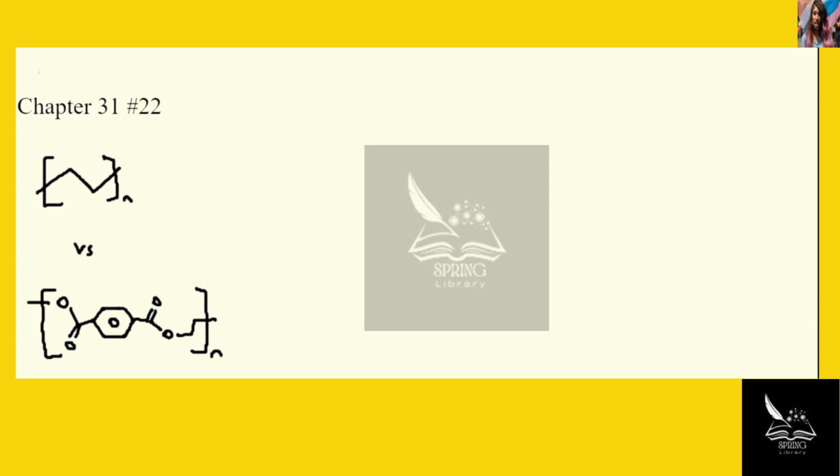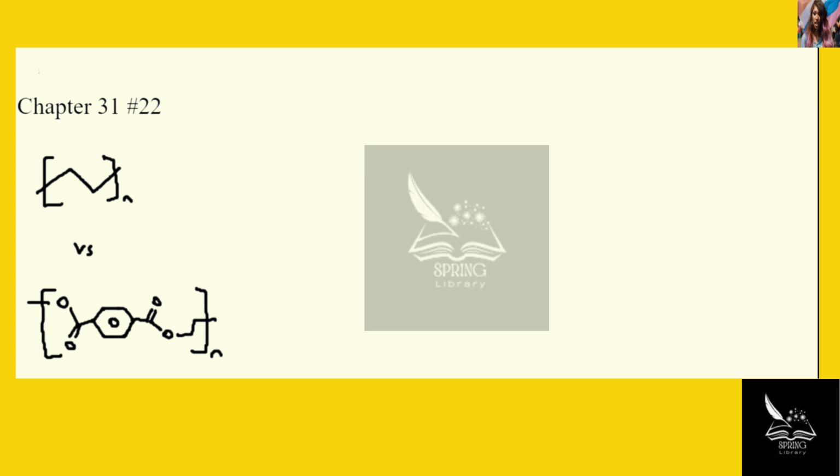This is the answer to Chapter 31, problem number 22 from the Smith Organic Chemistry textbook. This problem asks why is chemical recycling difficult or essentially impossible with high density polyethylene and low density polyethylene, but possible with other polymers.